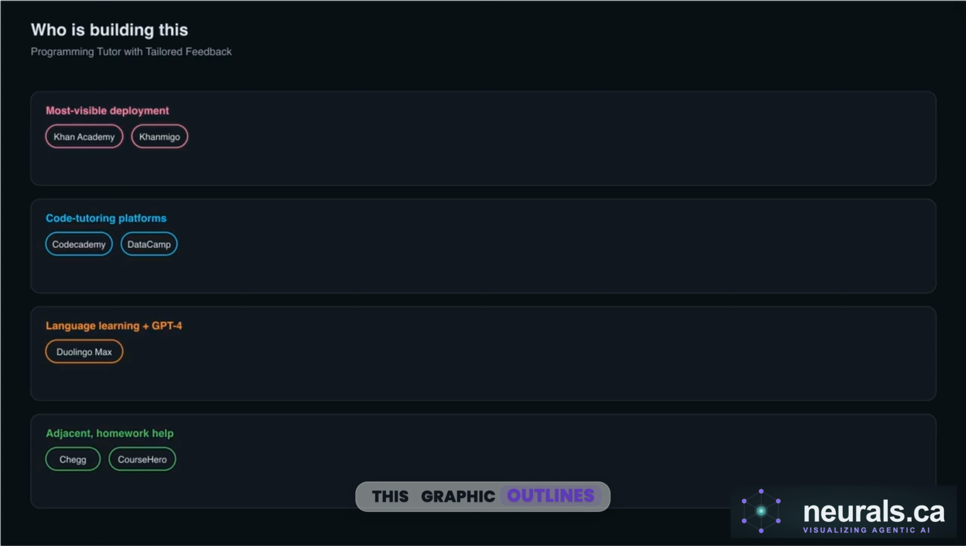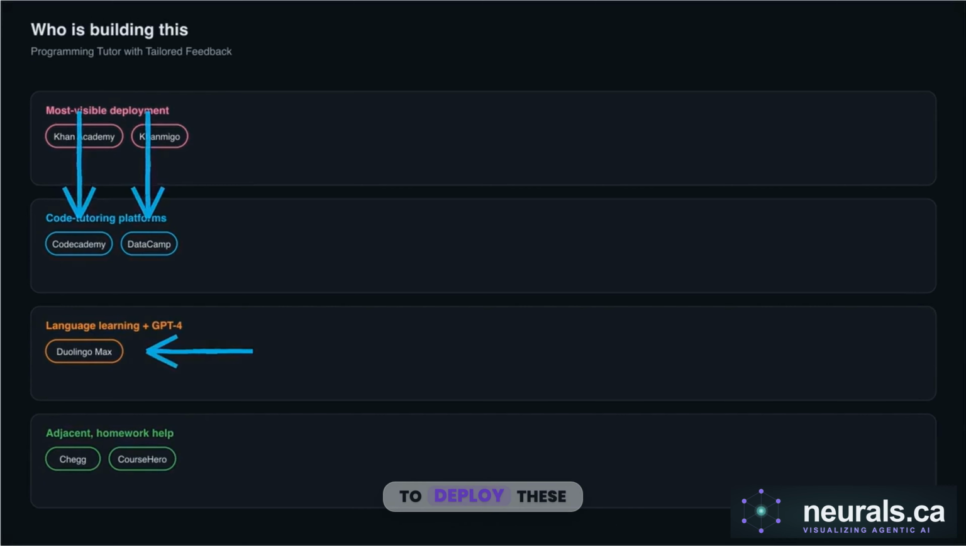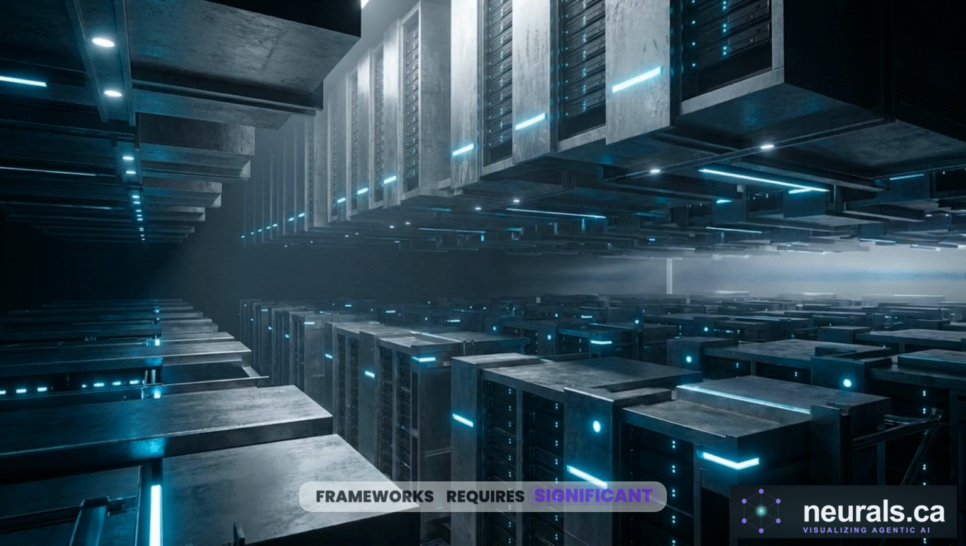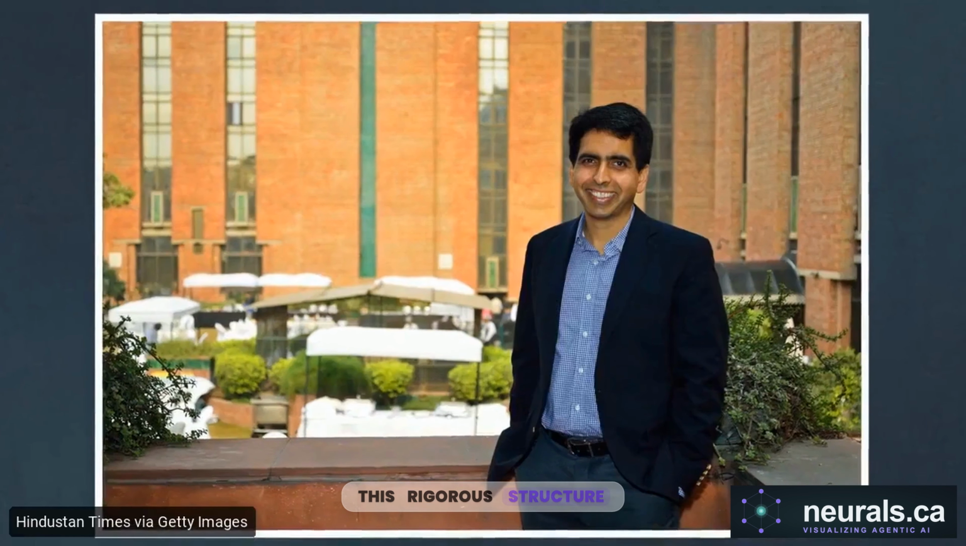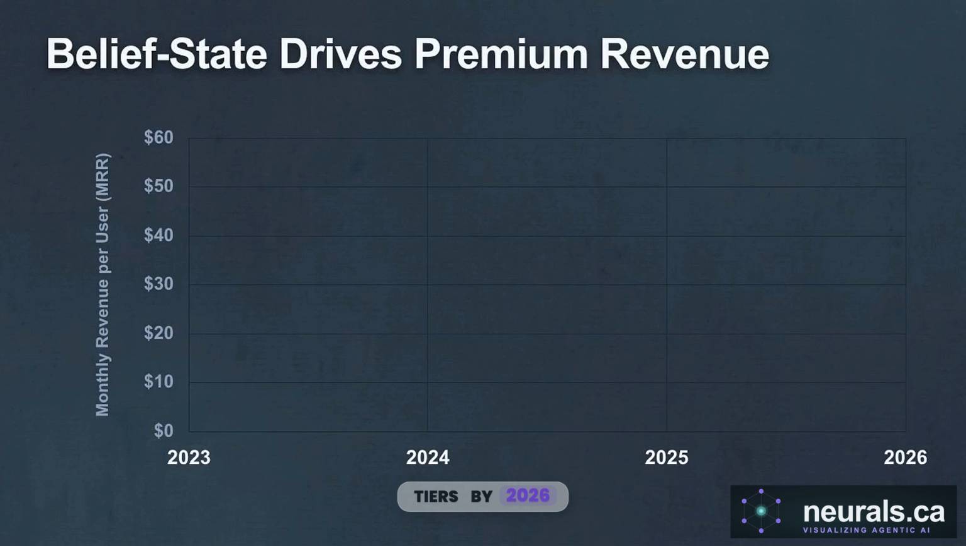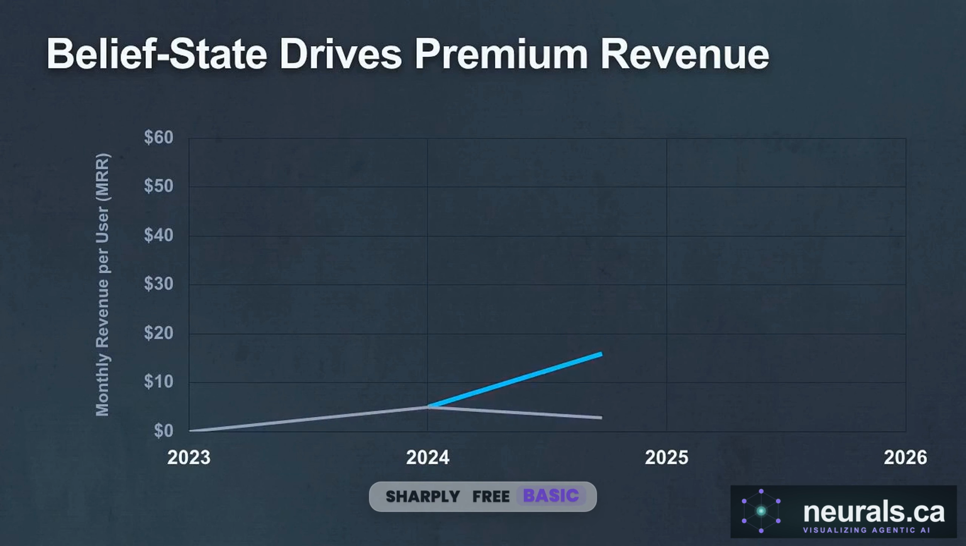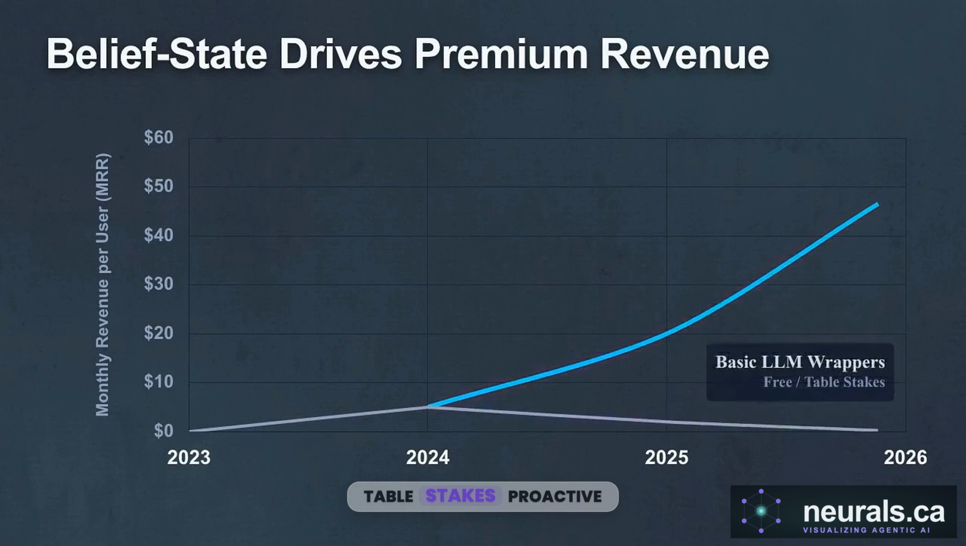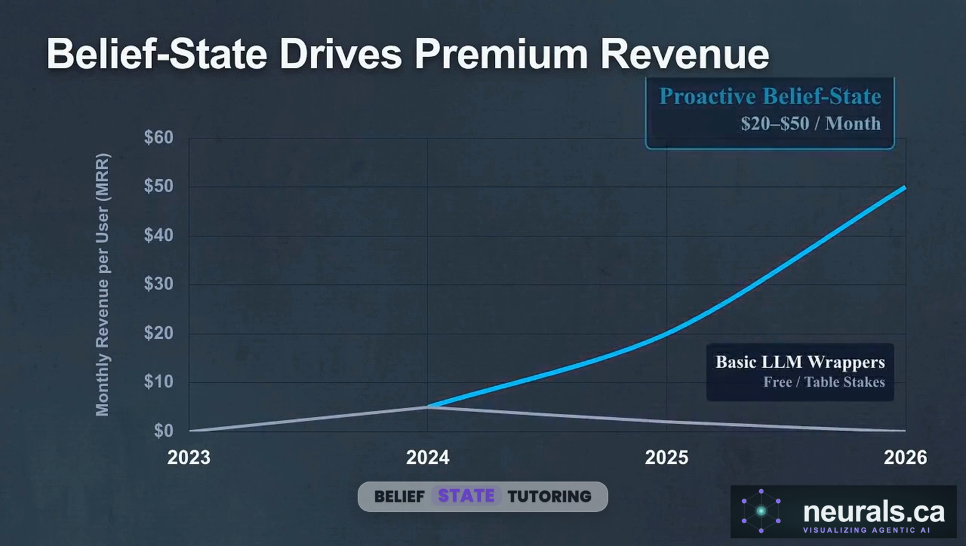This graphic outlines who is actually building this. Khan Academy sits at the most visible edge, while code tutoring platforms like Codecademy, DataCamp, and Duolingo are all racing to deploy these specific belief state frameworks. Running these frameworks requires significant compute capital. Integrating this rigorous structure forces platforms, even philanthropic pioneers like Sal Khan's Khan Academy, to position advanced Socratic tutors as premium subscription tiers. By 2026, the market divides sharply. Free, basic LLM wrappers become table stakes. Proactive, belief state tutoring commands real monthly revenue.